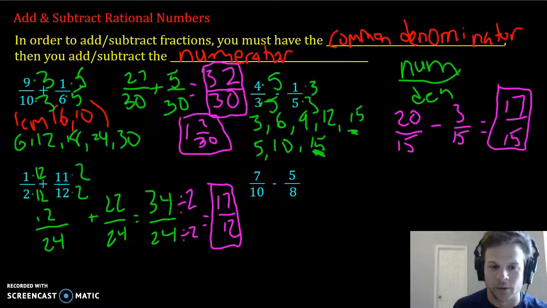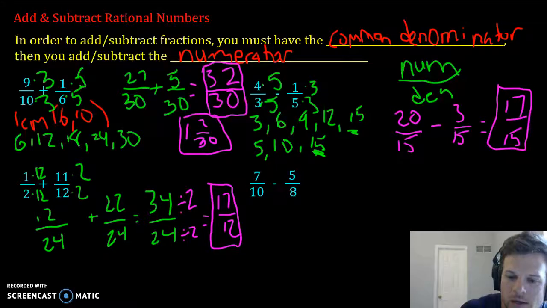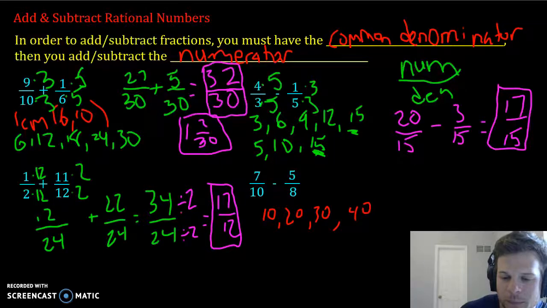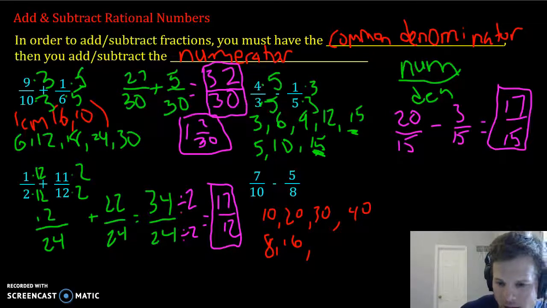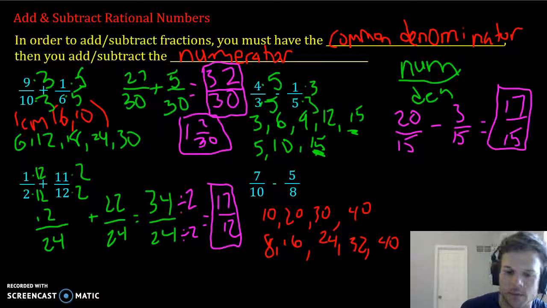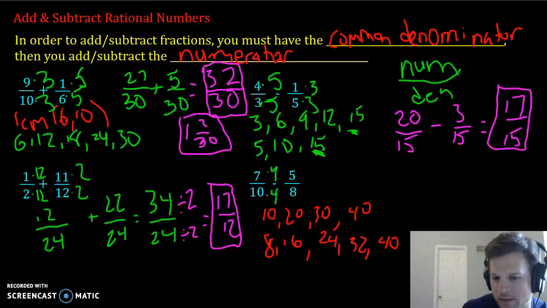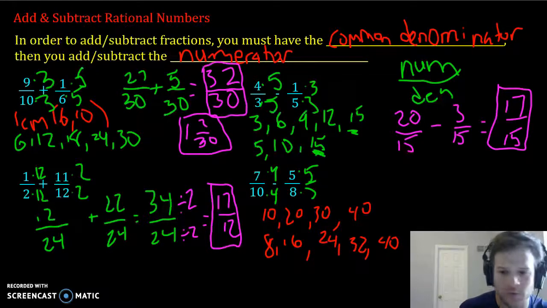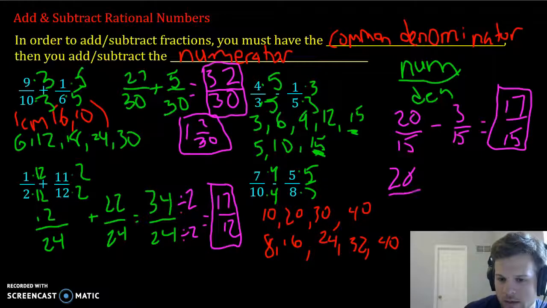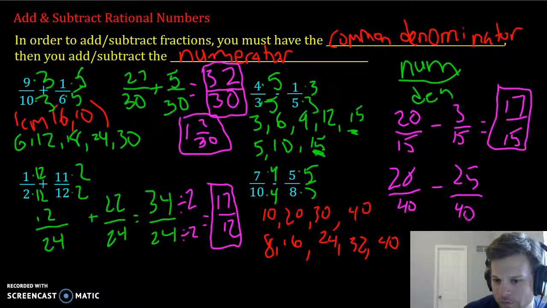On the last one, I'm going to go ahead and switch back to the least common multiple method. So multiples of 10, 20, 30, 40. Multiples of 8 are 8, 16, 24, 32, and then 40 is our common one. So we're going to try and get to 40. Times 4 here, times 4 there. To get to 40 from 8, you do 5. 7 times 4 is 28 over 40. 5 and 5 is 25 over 40.